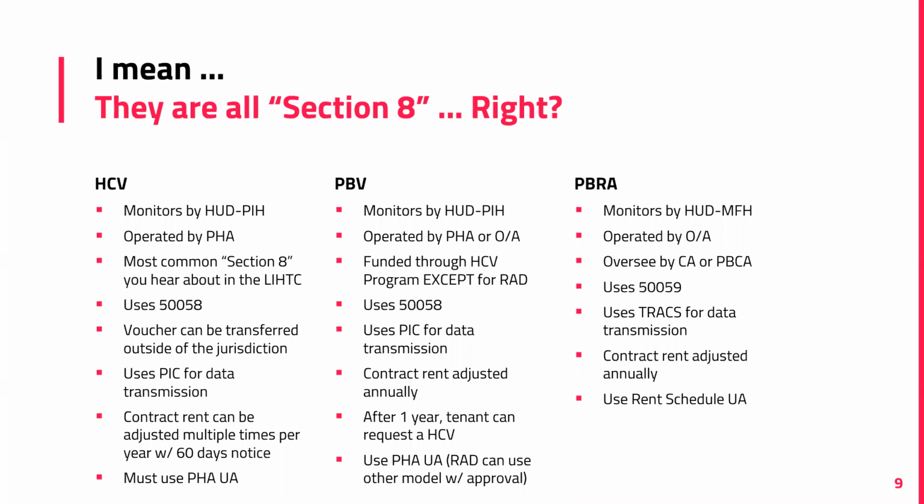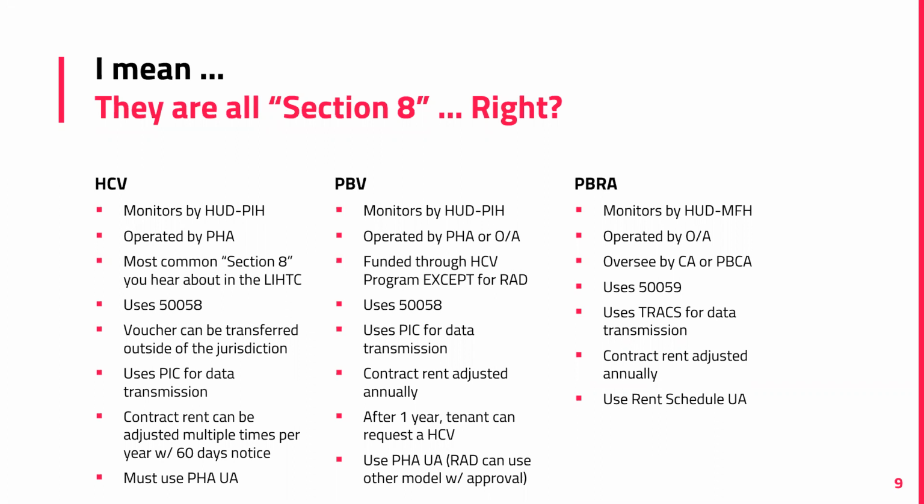For the PBV, monitored by the same people, it can be operated by either the PHA, which means the property is owned by the PHA, or by the owner agent if the property is owned by independent developers or investors. It actually has the same funding source as the HCV, except for the RAD program, which is something entirely different that we're not going to talk about today. Also similar to HCV, it uses the 5A, and also uses PIC for data transmission. Contract rent can only be adjusted once a year.